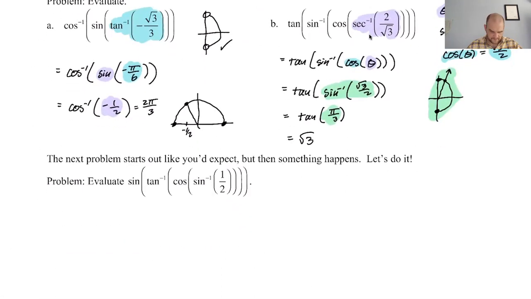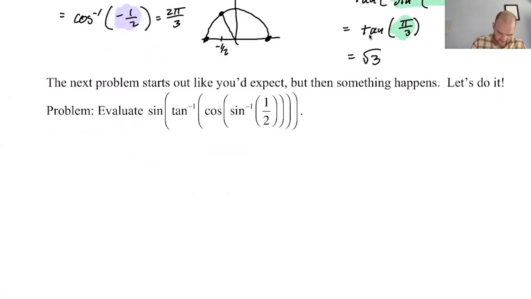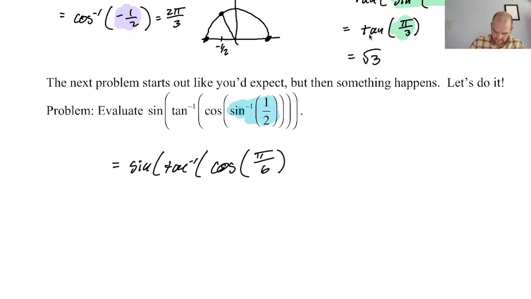Let's try this next one. It starts out like you'd expect, but then something happens. Let's find out what. First thing I'm going to do is say this is the sine of the inverse tangent of the cosine of, and this represents an angle that I know, just written weirdly. That is pi over 6, right? Inverse sine of 1/2, definitely pi over 6.